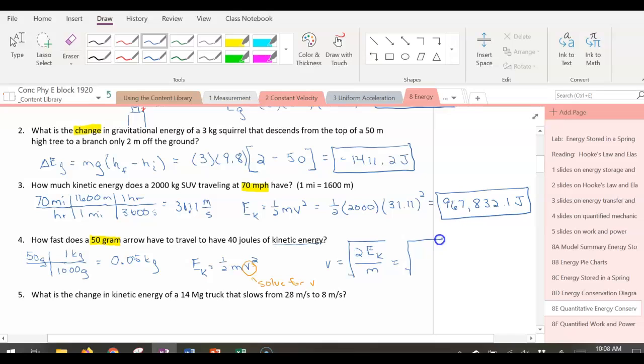And so I get 2 times the 40 joules divided by the 0.05 kilograms. And I get 40 meters per second.